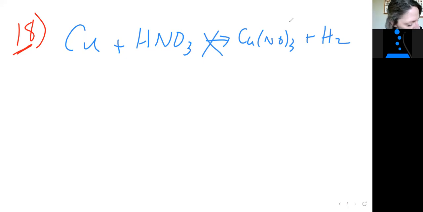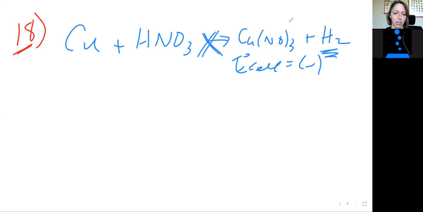Because notice in the language it says NO bubbles are formed, and we're making hydrogen here. So in fact, if you look at your white sheet, copper does not have enough reducing ability to displace hydrogen out of nitric acid. Copper is not a reactive enough metal. So this reaction does not take place. If you looked it up on your white sheet, you get a negative E cell, not happening.